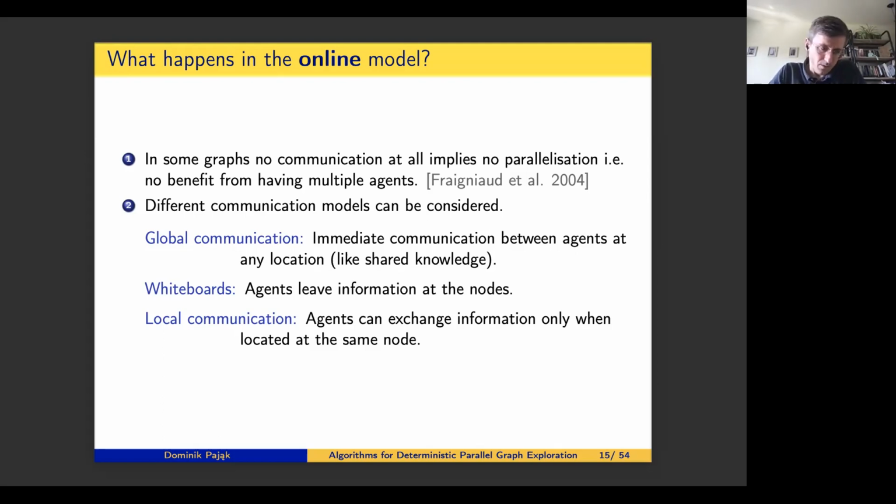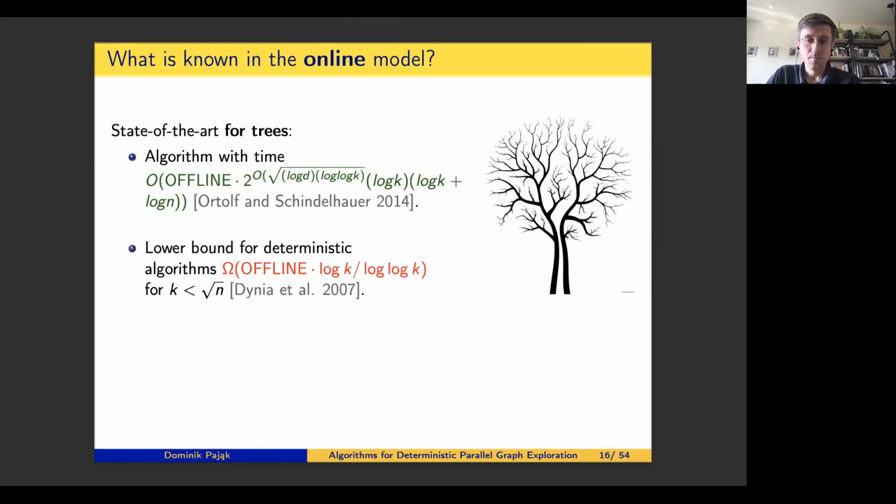And so obviously you can study various models of communication. In the global communication, the agents have shared knowledge. Everything they have explored is immediately shared with others. You can have whiteboards where you just leave information at the nodes. And finally, the most interesting is the local communication, where the agents exchange information only when they are at the same location. And so there are some crazy complexities that are obtained as the state of the art for the trees.